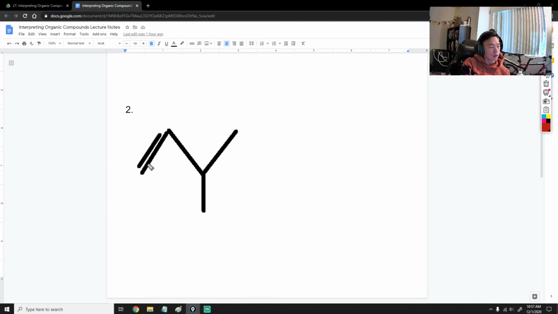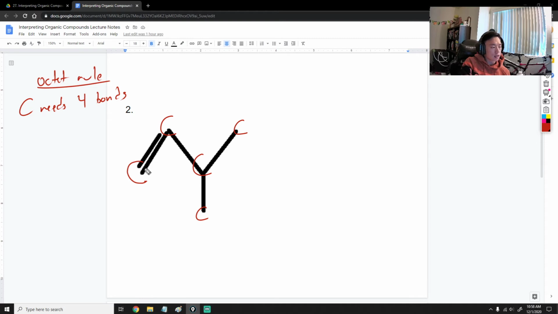Now, again, what we want to do is draw or figure out how many carbons we have. So we know that we're going to have a carbon right here, a carbon right here, carbon right here, carbon right here, and carbon right here. And again, every single corner is going to be a carbon. Now we know because of the octet rule that carbon needs to have 4 bonds.